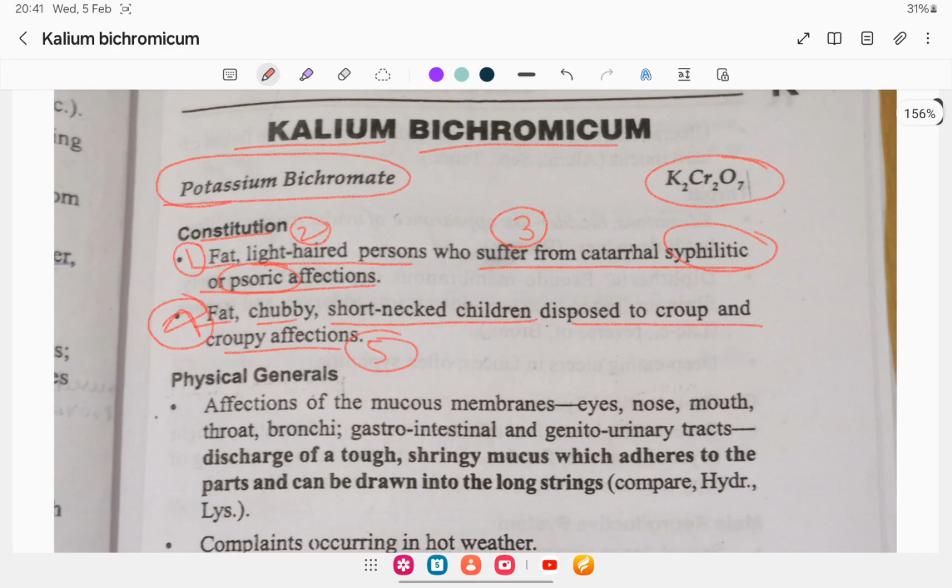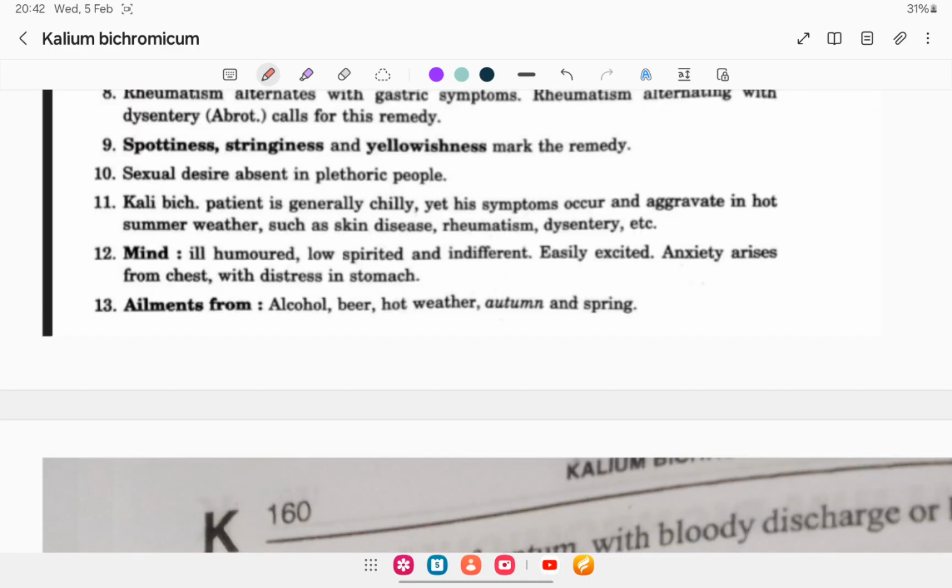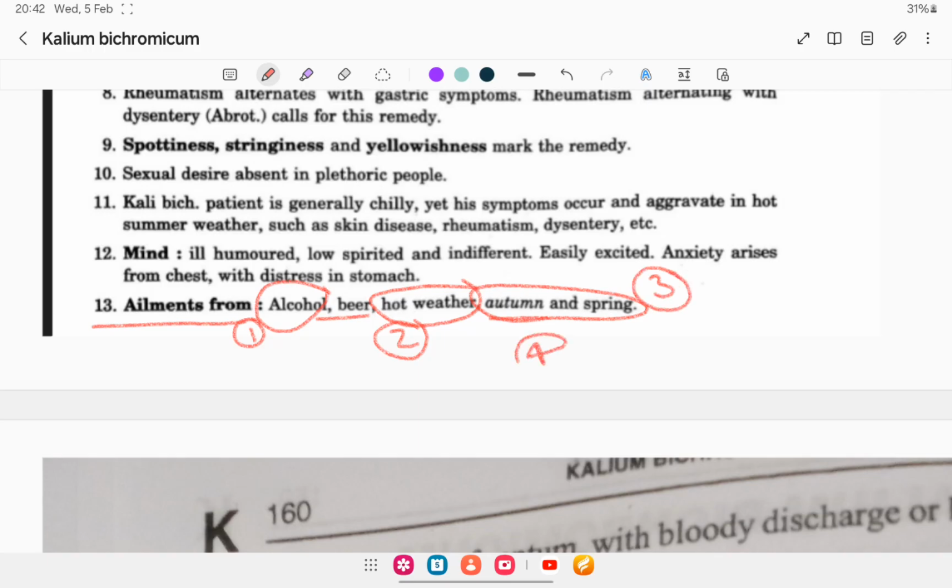So that is all about constitution. Now come to causation. Ailments from: number 1, alcohol, beer; number 2, hot weather; number 3, autumn and spring; number 4, cold, damp. These are the four causations, and his or her complaints aggravate in these seasons.